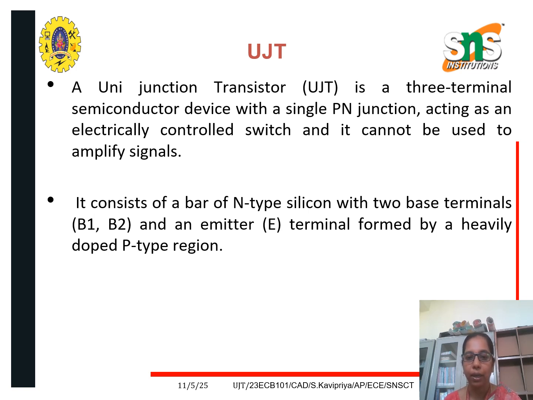So UJT is a three-terminal device which consists of two bases, B1 and B2, and an emitter terminal. The emitter terminal is formed from heavily doped P-type material and the base terminals B1 and B2 are formed from lightly doped N-type material. So it has two bases B1 and B2 and the emitter terminal E.